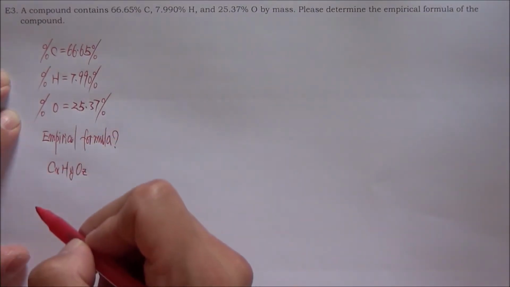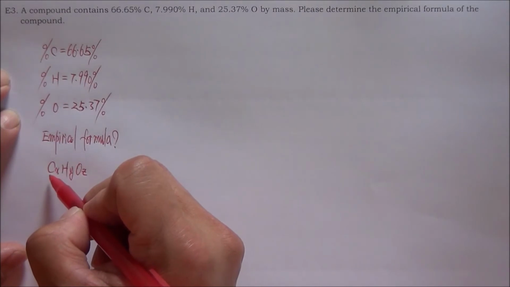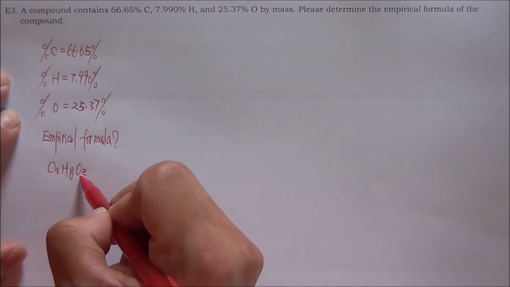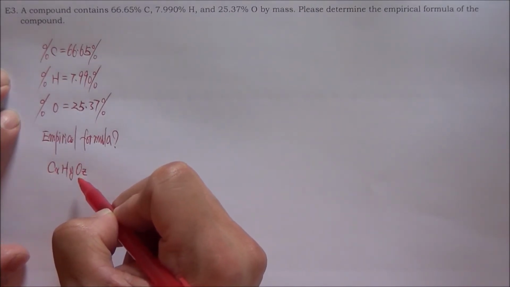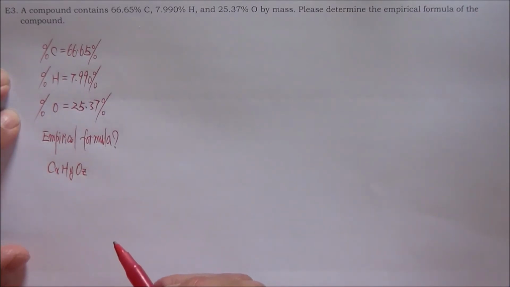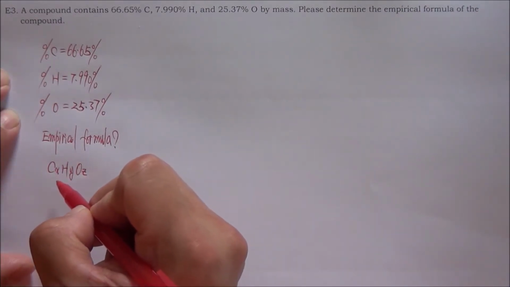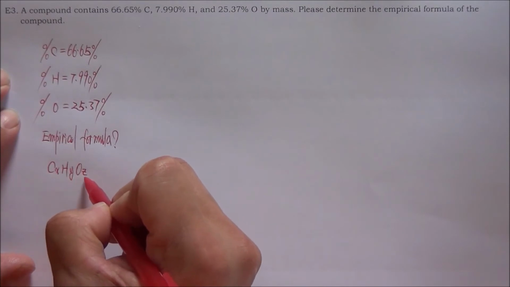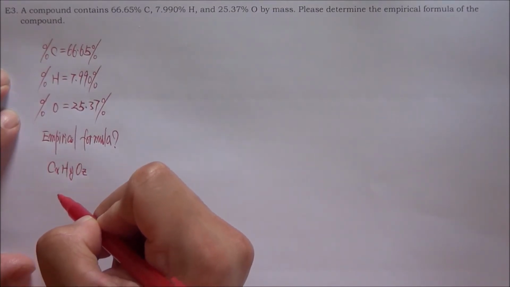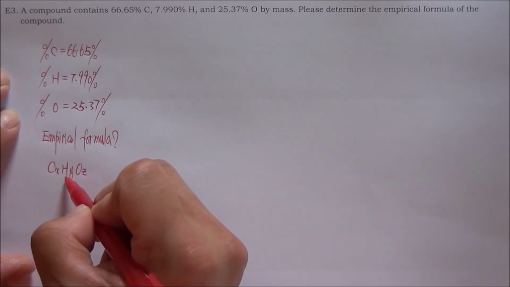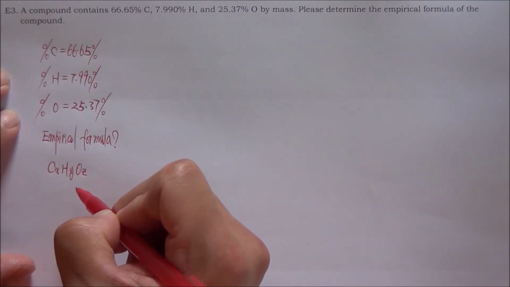When we read the problem, we know that the compound contains carbon, hydrogen, and oxygen. To find the empirical formula of the compound, it's equivalent to say we need to know the values of X, Y, and Z. X, Y, and Z are the smallest whole number moles of carbon, hydrogen, and oxygen, respectively.